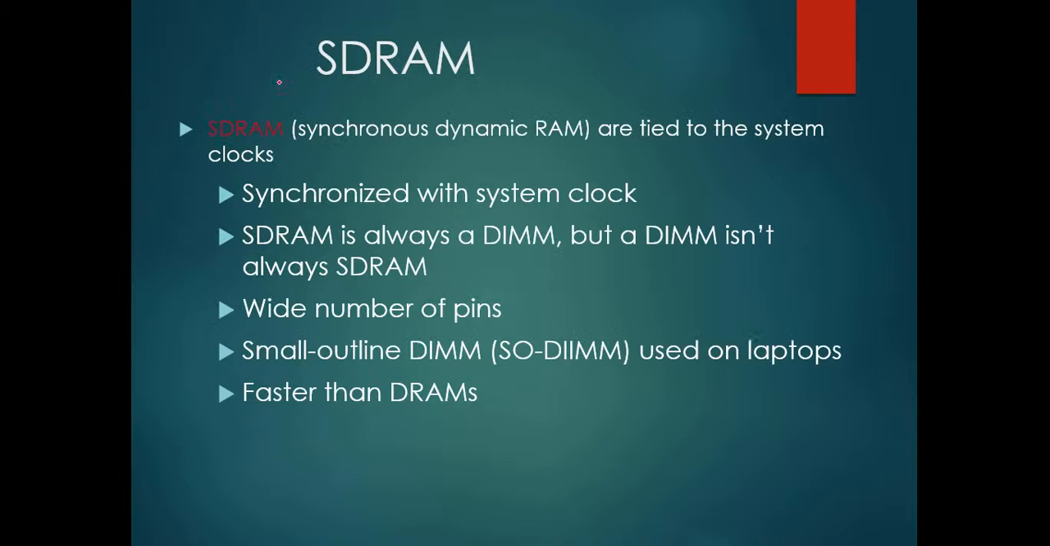Now let us come to SDRAM. SDRAM is synchronous dynamic RAM. These are tied to the system clock, that is why they are called synchronous. They are synchronized with the system clock. SDRAM is always a DIMM, but a DIMM isn't always SDRAM. This is very important. SDRAM is always a dual inline memory module, and there are a wide number of pins. There is also the small outline DIMM, that is SODIMM, which is used in laptops. SDRAMs are faster than DRAMs.